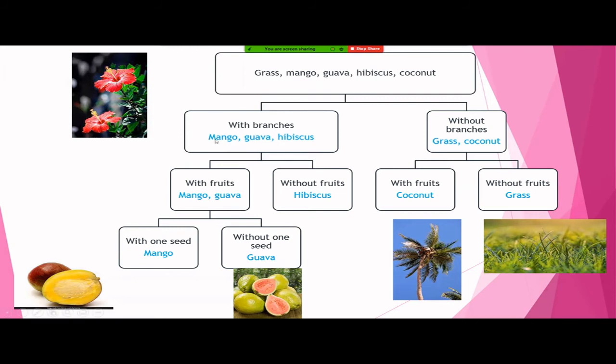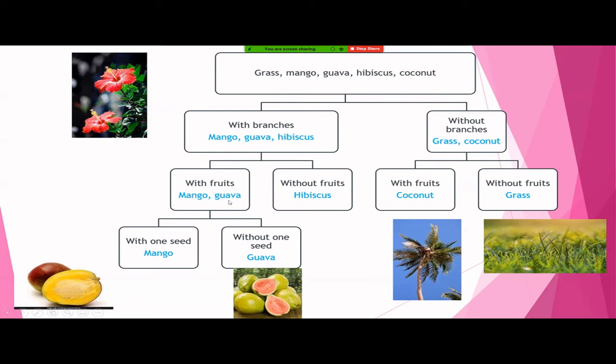So if you think about this one, mango and guava, we have fruits. This is without fruits. Most take it as colorful flowers are there, but not a fruit tree, right? So with fruits, without fruits. So mango and guava came to this category. Without fruits, hibiscus came. So this branch, yes, we can stop because it's the end of the categorization. Only one element is there in the branch.